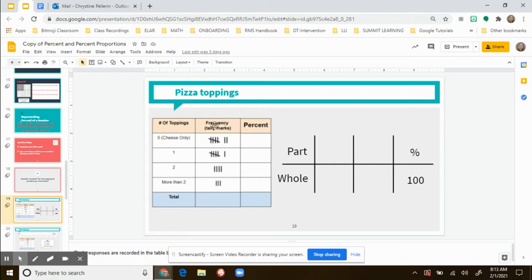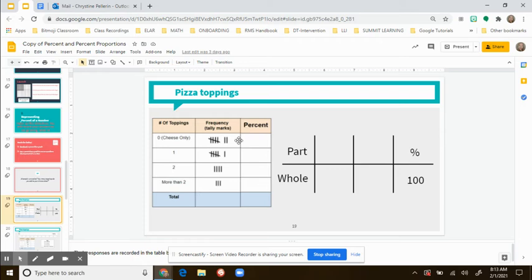We've got the frequency, how many people liked that topping. So we have 7 that liked cheese only, 6 that had 1 topping, 4 with 2 toppings, more than 2 toppings, 3. Now, it's very important that we count the total so we know what we're working with. And when you're doing a test, they're not going to have this little box that says total at the bottom. You're going to have to remember to do that. And on your test, there will be a question where you have to remember to do that in order to do the problem.